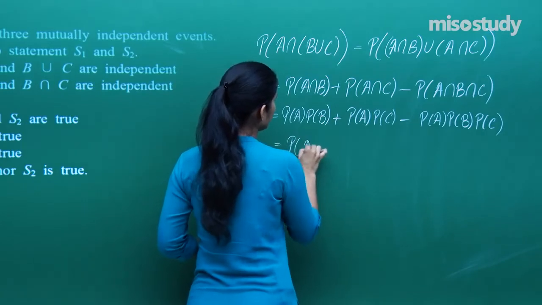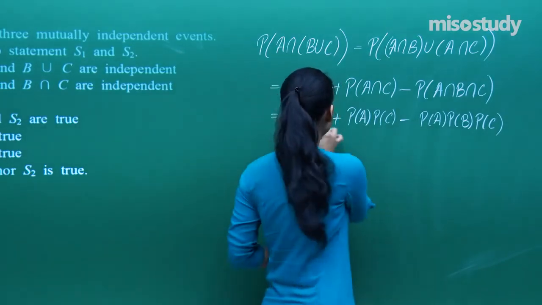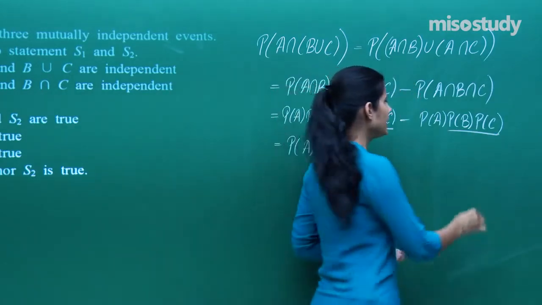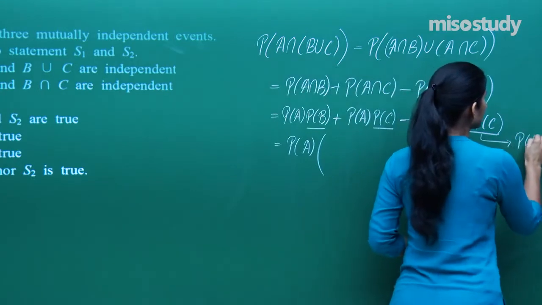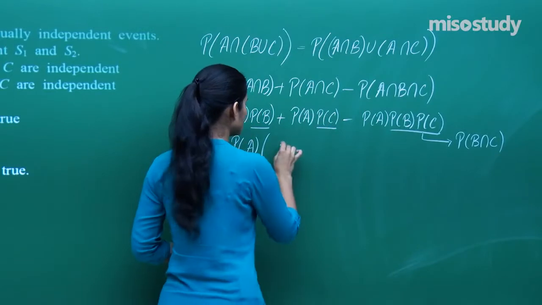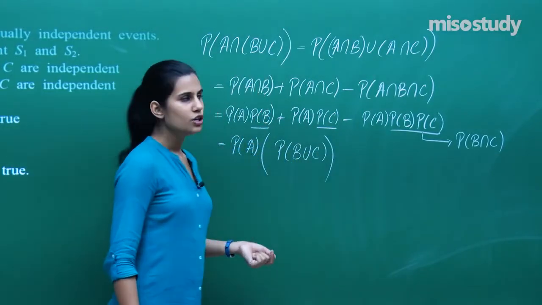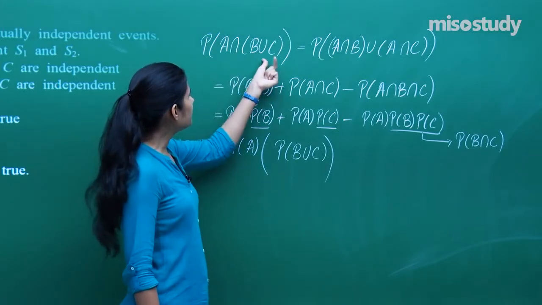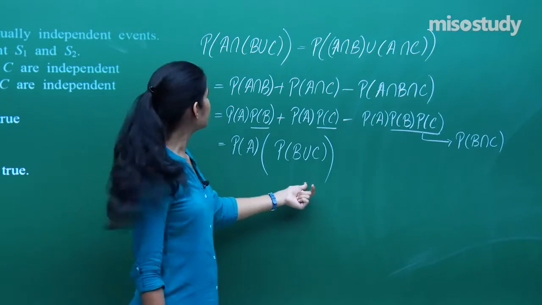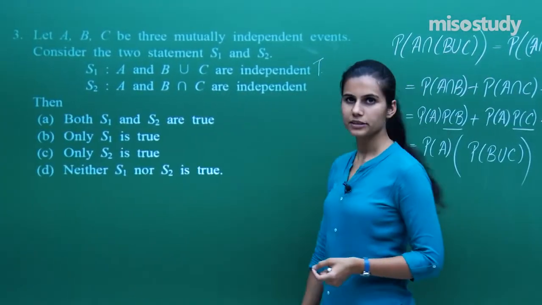From here, probability of A comes out common. You are left with probability of B plus probability of C. So understand what is left, minus probability of B into probability of C. But probability of B into probability of C is nothing but probability of B intersection C because B and C are independent, and therefore what you are left with is nothing but probability of B union C. So you have concluded probability of A intersection B union C is probability of A into probability of B union C. And therefore, yes, S1 is definitely a true statement.